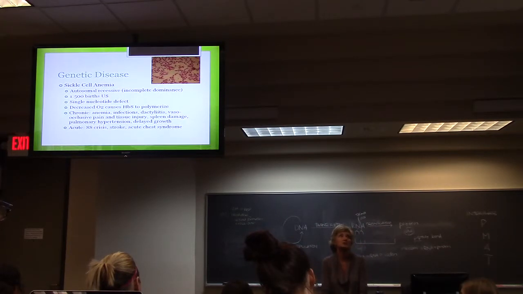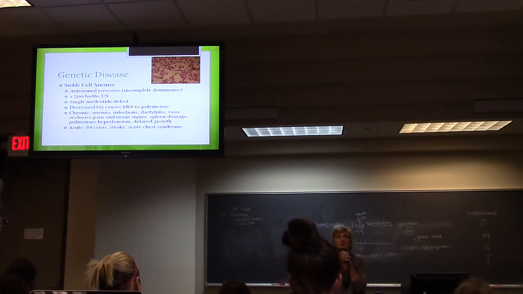So if somebody has full-on sickle cell anemia, autosomal recessive, it's a very, very devastating disease. Chronically, they can have anemia, lots of infections. There can be dactylitis, especially where there is clogging at small pieces of tissue perfusion, so you can really see painful digits. Vaso-occlusive pain, tissue injury, spleen damage.